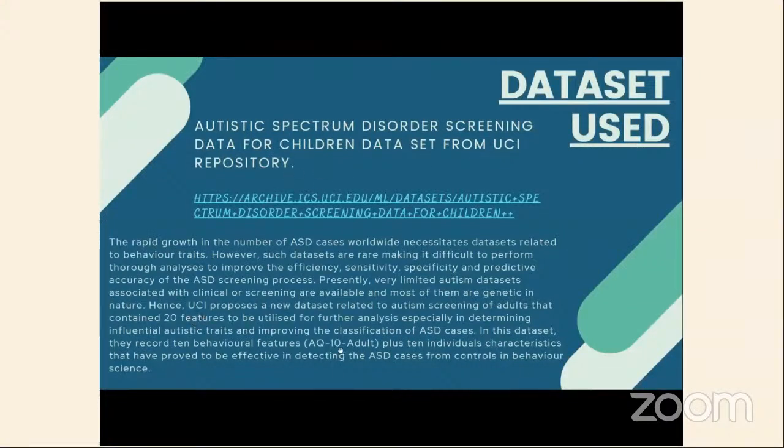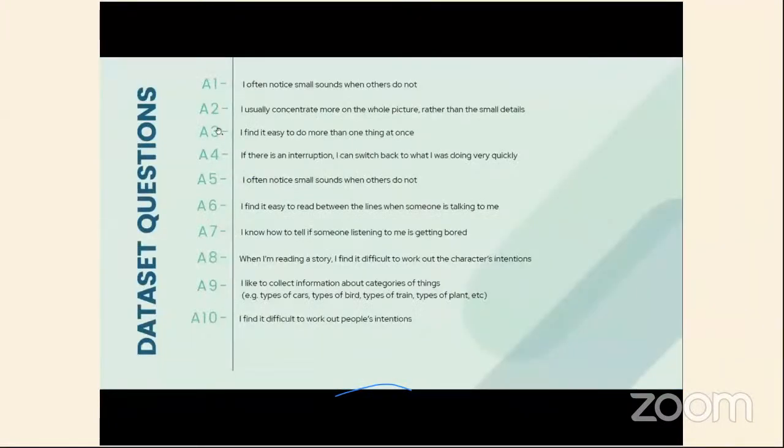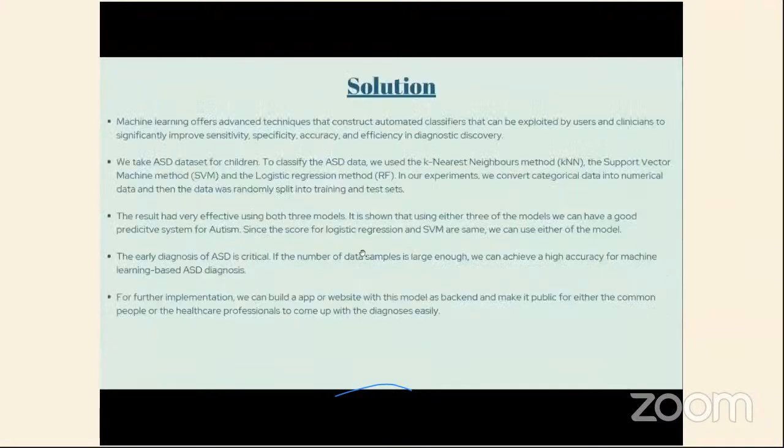So the dataset that we used is the Autism Spectrum Disorder Screening Data for Children dataset from the UCI repository. This has 20 features, where there are 10 questions for adults or for children, plus 10 individual characteristics that have proved to be effective in detecting ASD cases from controls in behavior science. Though this is for adults, it has been proved very effective for children too, when the people who are very close and take care of the person with ASD give truthful answers. So these are the 10 questions that are asked to diagnose a person with autism. The reason for doing such a survey or question screening is that autism cannot be diagnosed using any physical test.